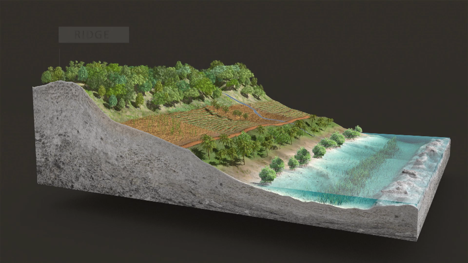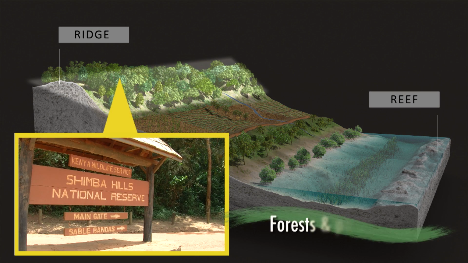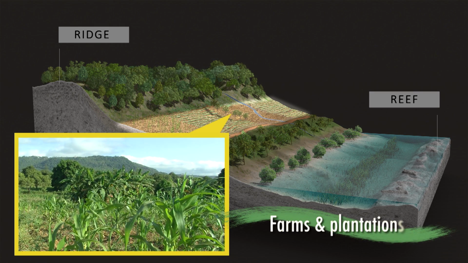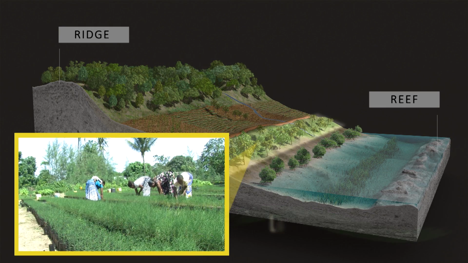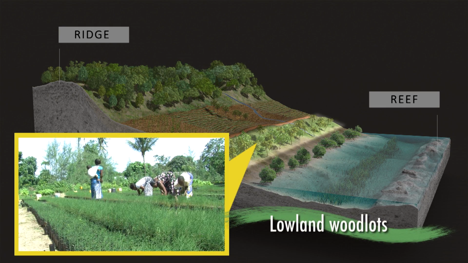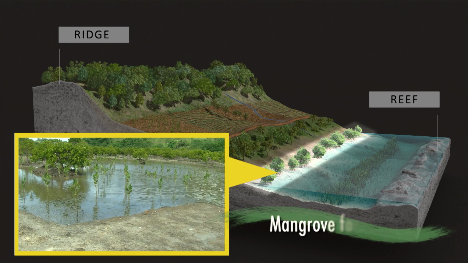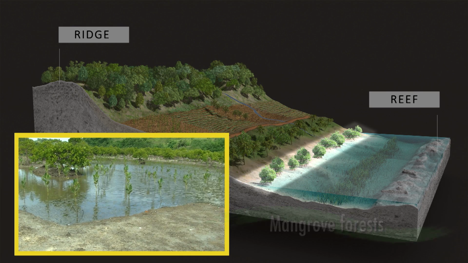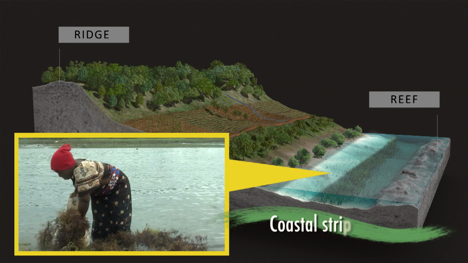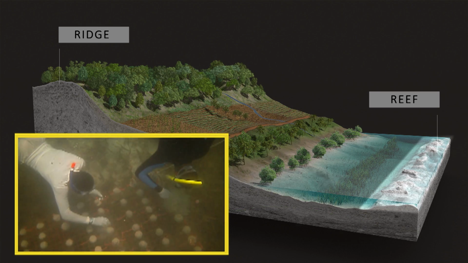Following the transect from the ridge to the reef, the elements are all interconnected. And all have an impact, one way or another, on the landscape's resources and the livelihoods of local communities.